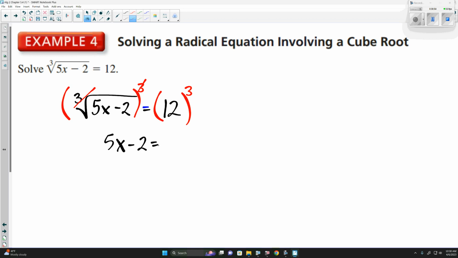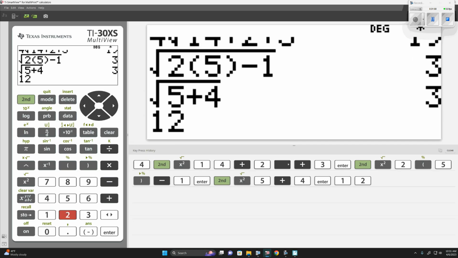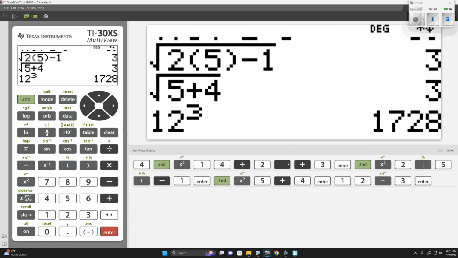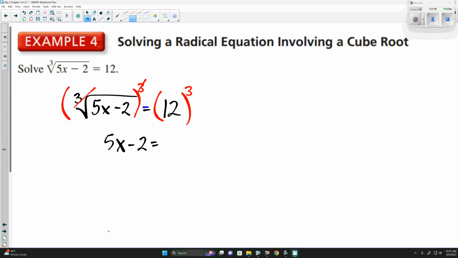Telling us 5x minus 2 is equal to, well, 12 to the third is 1,728. We would expect it to be a decently big number. And if y'all didn't know what 12 cubed is off the top of your head, you're perfectly fine.